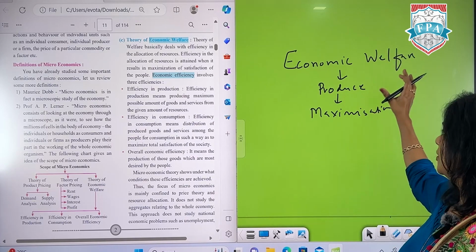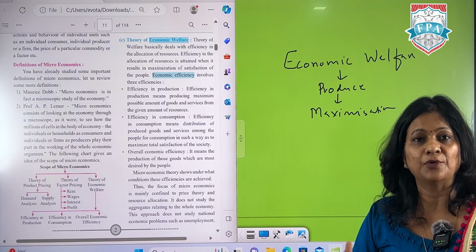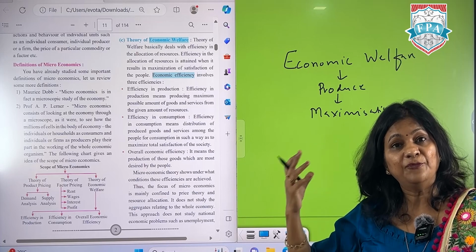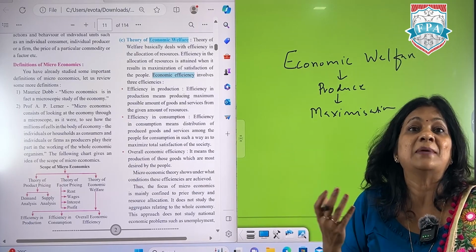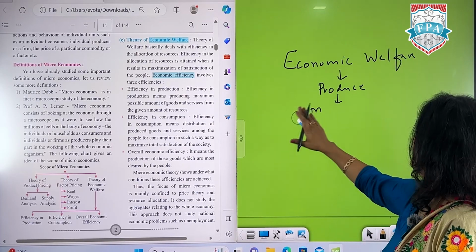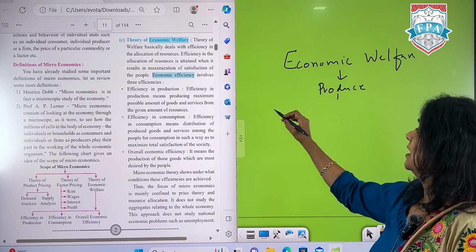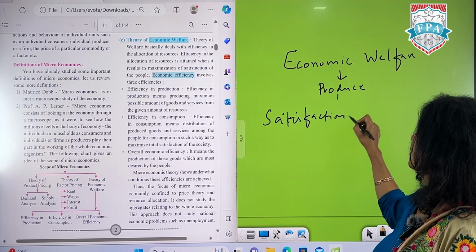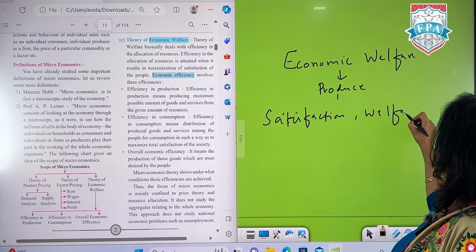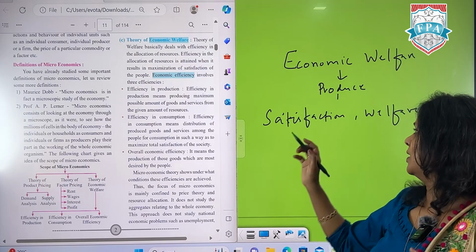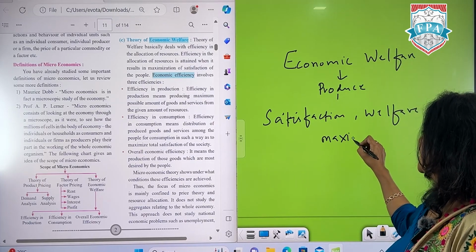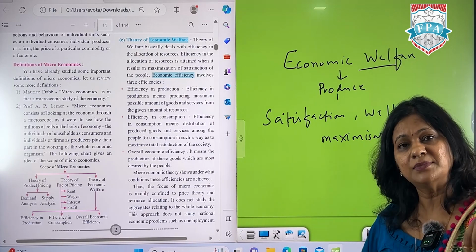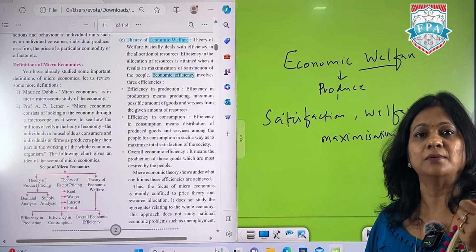So economic welfare means we need to produce or do something with which the profit or the welfare or the satisfaction of the people is maximized. What are the terms which I am using? I am using the word satisfaction. I am using words like welfare. Add these to your notes, and I am using words like maximization. Please remember these terms. With economic welfare, the terms to be remembered are satisfaction and maximization.